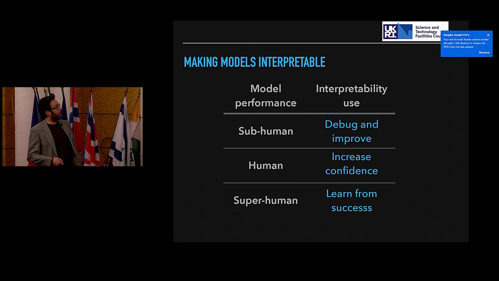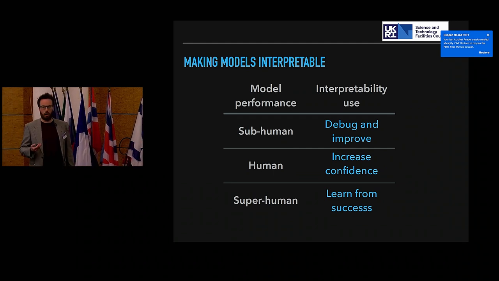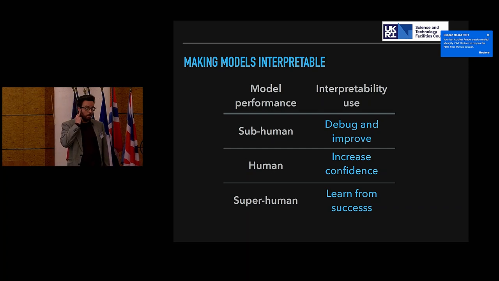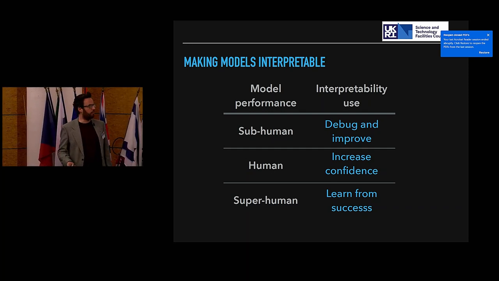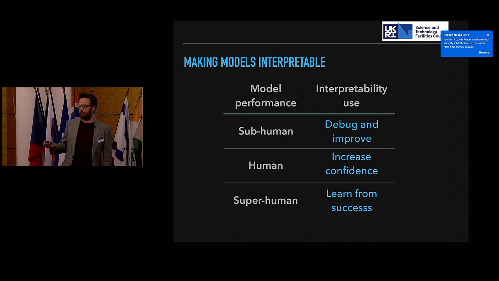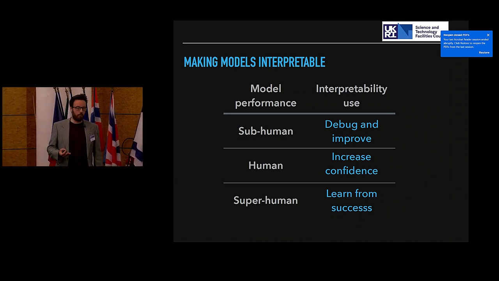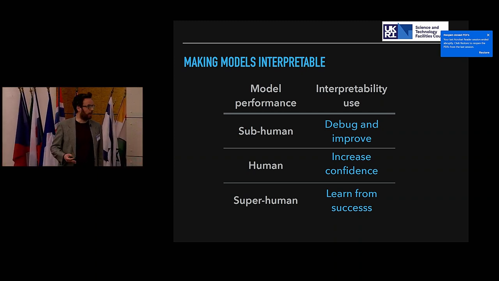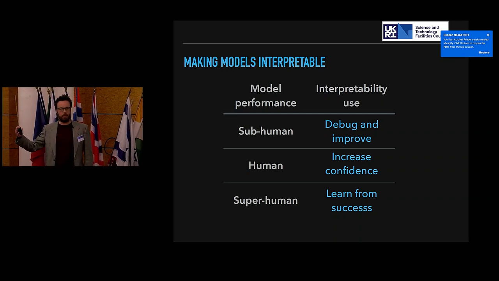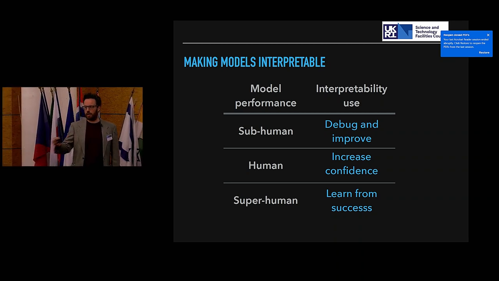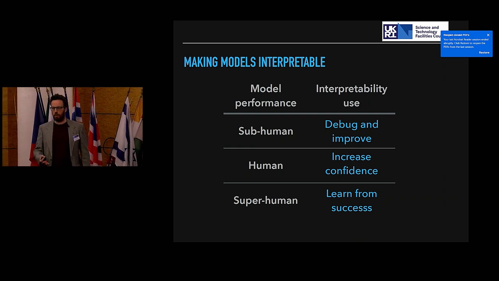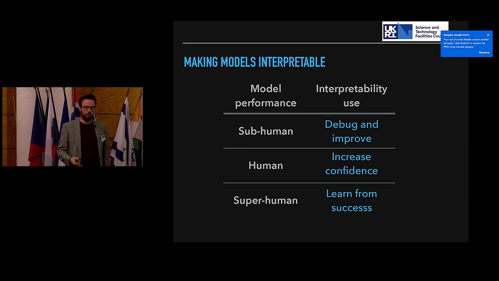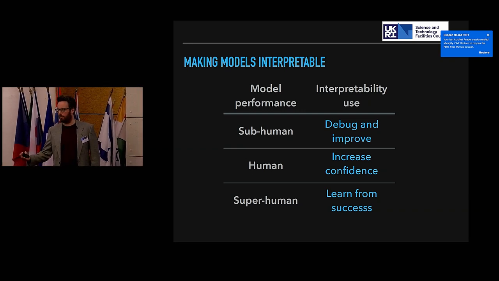There are a number of reasons why it's a good idea to make models interpretable. Of course, if your model's not working well, if it's interpretable, then that helps you in debugging, realizing what's gone wrong. When your model's working well at human levels of performance, then it helps you to build up user confidence in the models. And then a bit of a holy grail, I guess, is if your model is performing at superhuman levels, then you can actually interrogate the model and see, well, why is it performing so well? What has it learnt that we didn't know beforehand? So you might actually be able to learn something by interrogating the model.